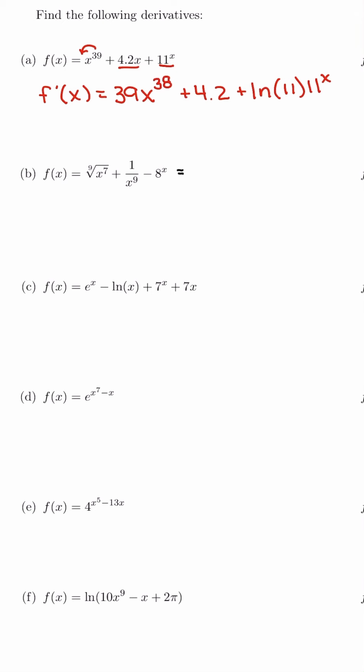We would have to rewrite this one because we have a root, which is going to rewrite to be a fraction. So our fraction is going to be 7 over 9 because it's always power over roots. Next term has to be rewritten as well to pull the 9 out of the denominator. We're going to make it x to the negative 9th. And then we have minus 8 raised to the x. Now we're ready for our derivative of each term.